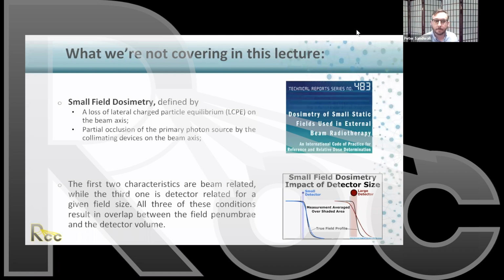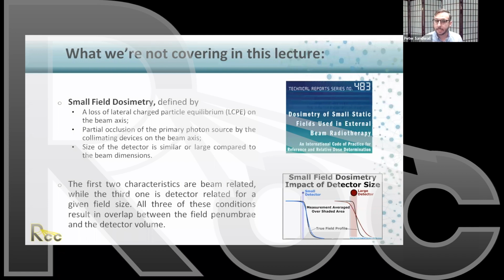It's also defined by partial occlusion of the primary photon source. If you think about it, the photon source starts at the target and then the flattening filter. If you've got a field size smaller than your flattening filter, you're occluding, blocking some of that source. So that plays a part in defining it. And then the detector, and that's what we're talking about today. That's why we're bringing up this subject, because the detector is part of the definition of a small field size. The first 2 characteristics are beam related. The third is the detector. So that's why we're touching on it.